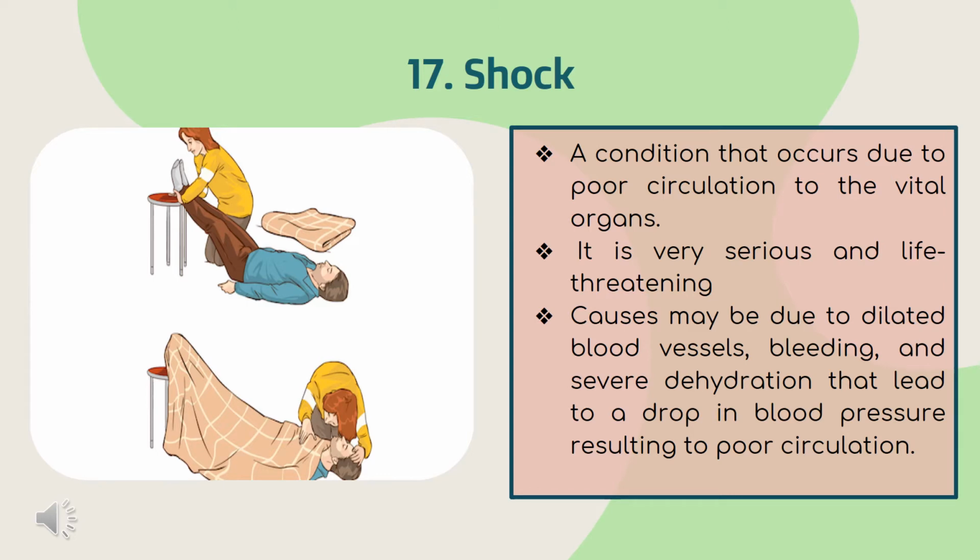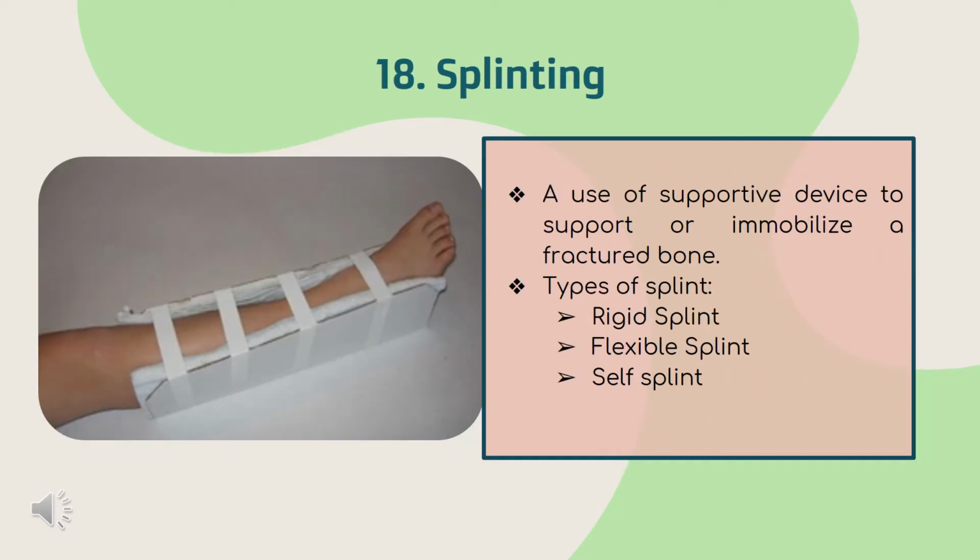Shock. This is a condition that occurs due to poor circulation to the vital organs. It is very serious and life-threatening. Causes may be due to dilated blood vessels, bleeding, and severe dehydration that leads to a drop in the blood pressure resulting in poor circulation. Splinting. This is the use of a supportive device in order to support or immobilize the fractured bone. The types of splint include rigid splint, flexible splint, and soft splint.